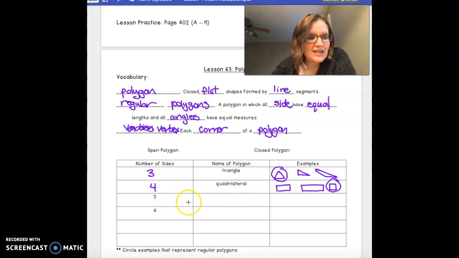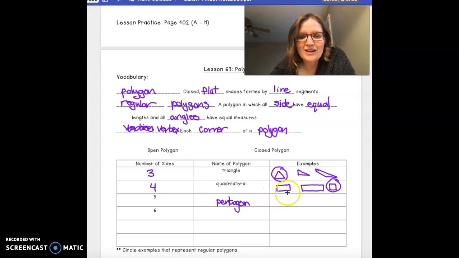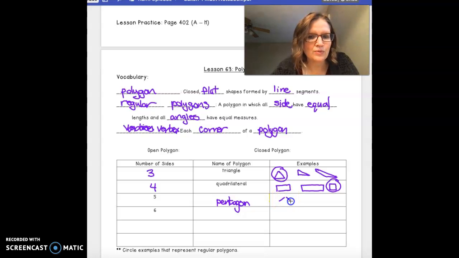A five-sided shape is called a pentagon. And there is a building in Washington, D.C. that has five sides, and it is called the Pentagon, and it is shaped like this. Here's the regular version of a pentagon. Ooh, I hope I can draw this right. Boom, boom, boom, boom, boom. I think that looks fairly equal. That is our pentagon.